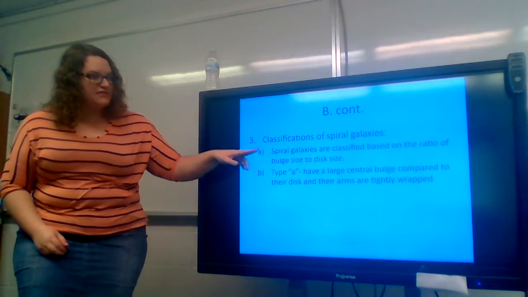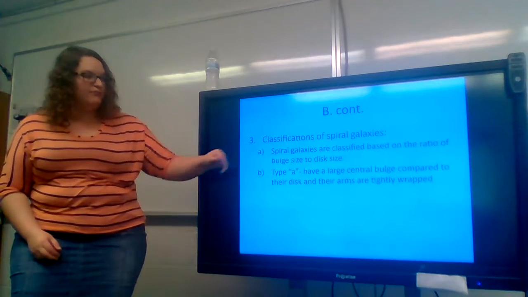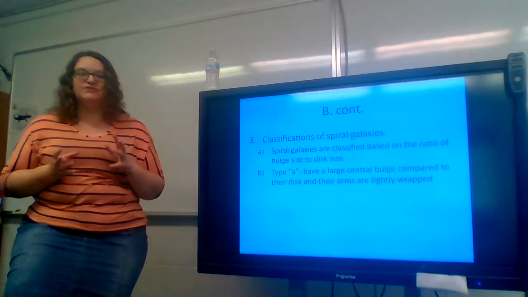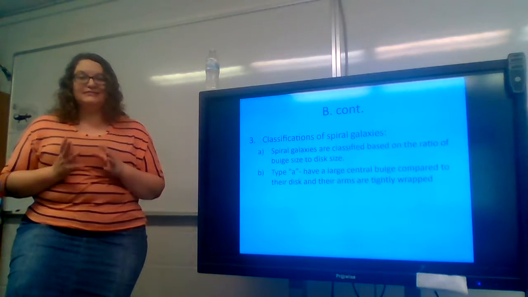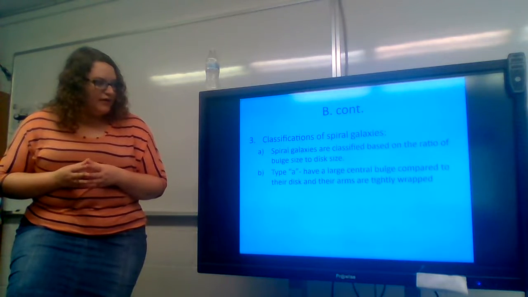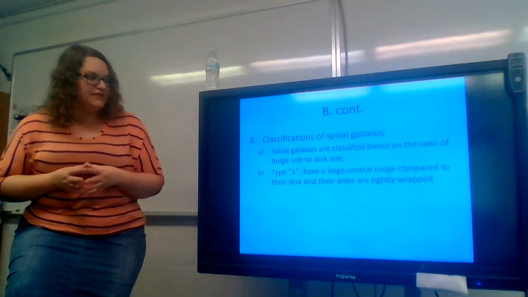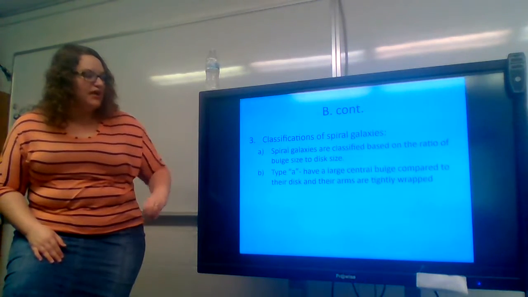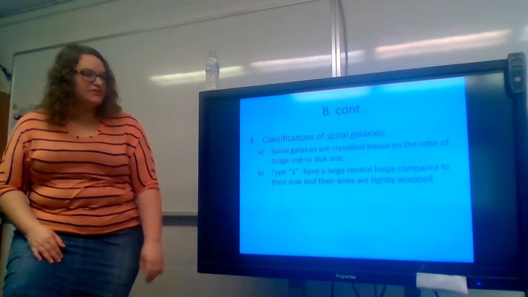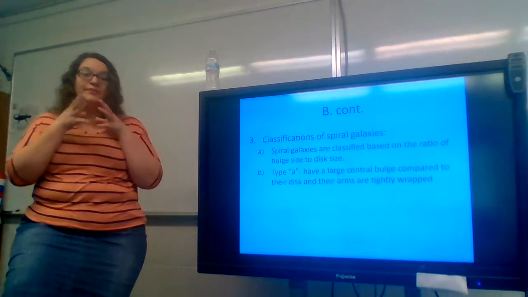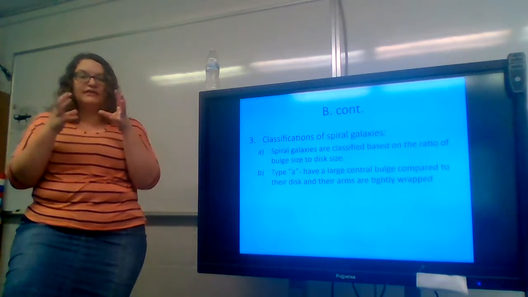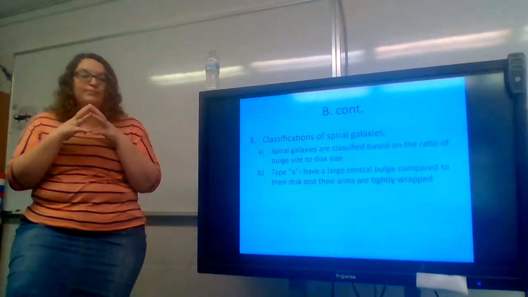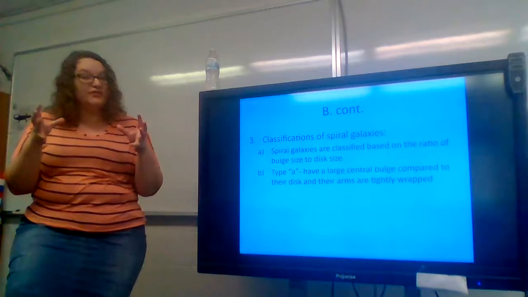Classifications: spiral galaxies are classified based on the ratio of bulge size to the disk. So how big is that center bulge versus how big is the disk? Okay, so a couple types here. We have type A, which has a large central bulge compared to their disk, and their arms are tightly wrapped. So these ones are more compact, okay? The arms are tightly wrapped, they're close in to the center of the galaxy, but that bulge is pretty large.